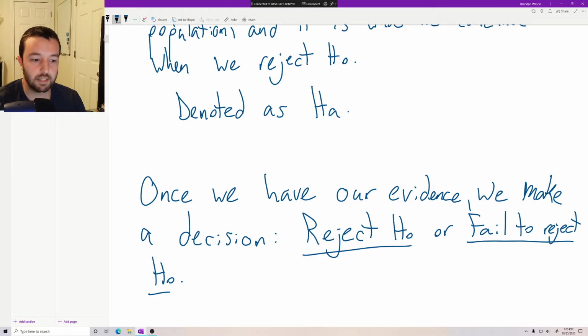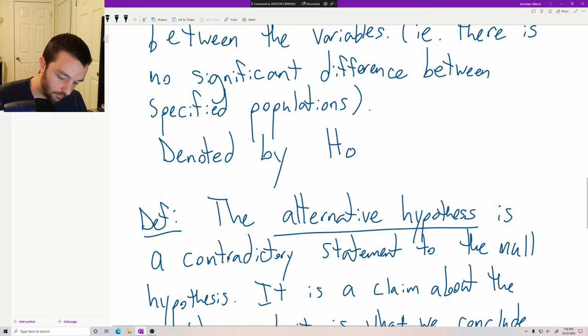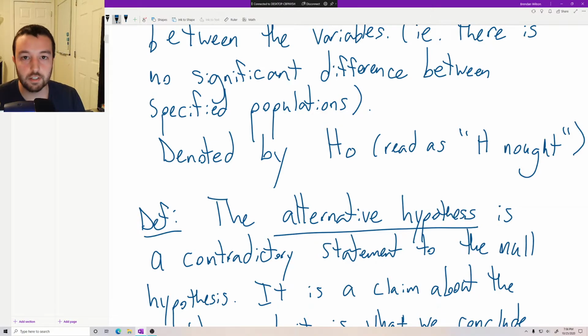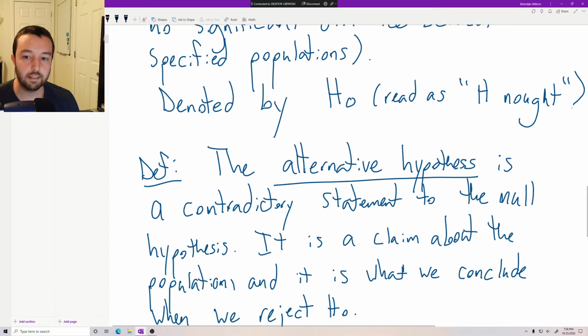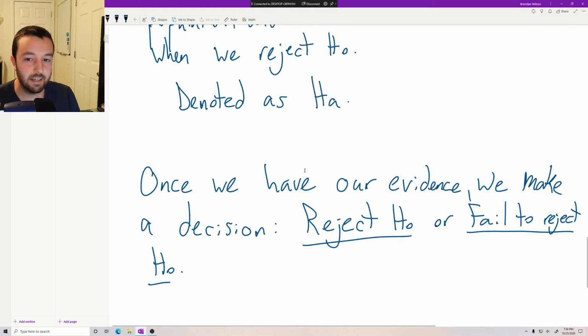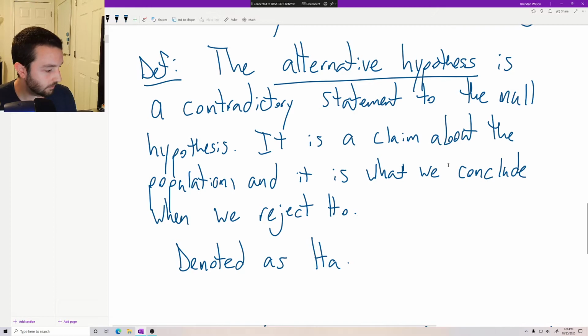I don't know if I specified that H sub 0 is read as H naught. Like N-O-U-G-H-T, not, or K-N-O-T, like that kind of not, or I guess just N-O-T because it sounds the same. But it's meant as this word here. Okay.